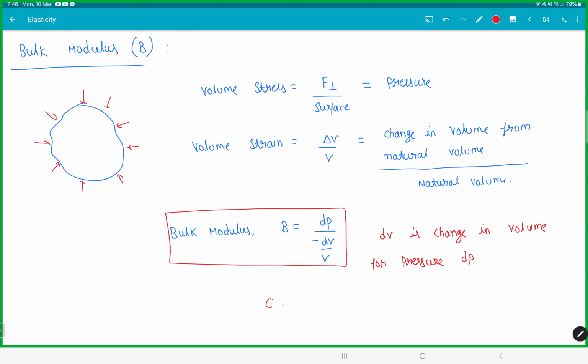Then we also define something called compressibility, C, which is 1 by bulk modulus. So end of the day, what does bulk modulus tell you actually? Higher the bulk modulus, more difficult to compress. All these moduli tell the same thing. Higher the B, more difficult to compress. You can just put down the thing in the red box. That's it. There is not much theory on this. Like I said, Young's modulus has a lot of theory and a lot of stuff. The remaining two we really don't have much.